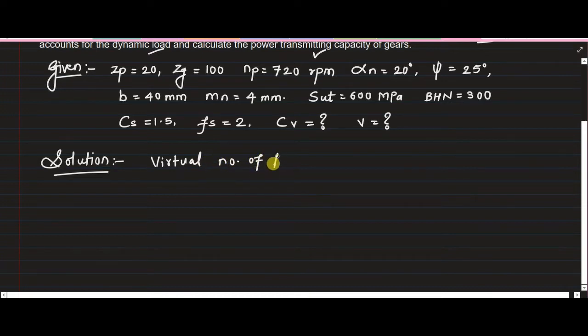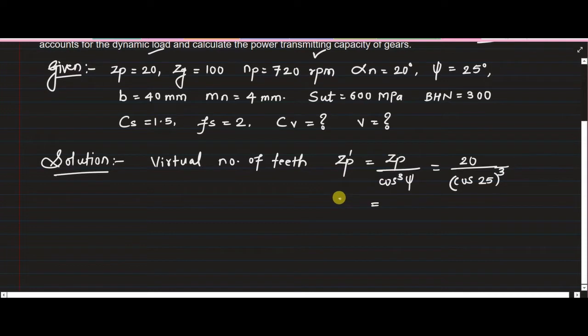So virtual number of teeth, it is indicated by ZP dash. It is given as ZP divided by cos cube of psi. So ZP, number of teeth on pinion, it is 20. Cos cube of psi means cos of 25, which is the value for psi, and cube of that entire entity. So that gives us ZP dash. It is equal to 26.87.